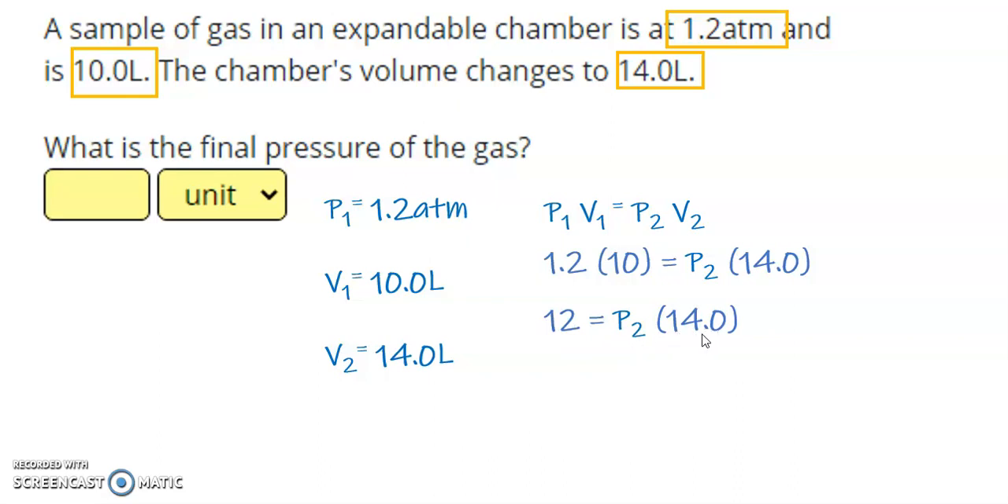Right now I'm multiplying by 14, so to get rid of 14, I'm going to divide both sides by 14. That will cancel out 14 here, and then I'll get 12 divided by 14 equals P2. Punch that in your calculator, and you'll see that P2 is equal to 0.857 atmosphere. My unit is atmosphere because that's what my first pressure unit was, and those pressure units need to stay consistent, so I can write that here in my answer box.